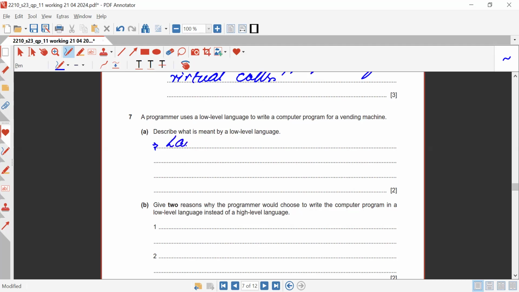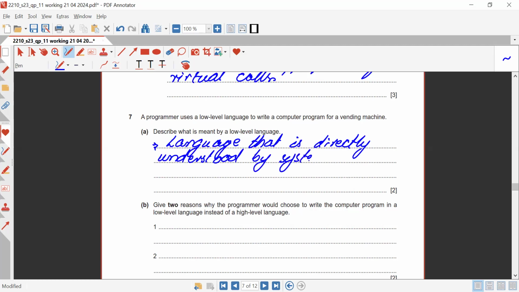Language that is directly understood by system, and it makes use of mnemonics.